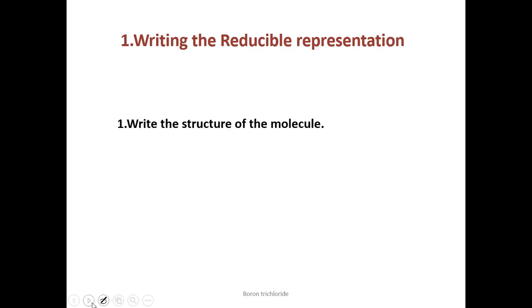First, we have to write the structure of the molecule. We are going to talk about the molecule boron trichloride. And boron trichloride has trigonal planar shape. All the bonds are in the same plane.